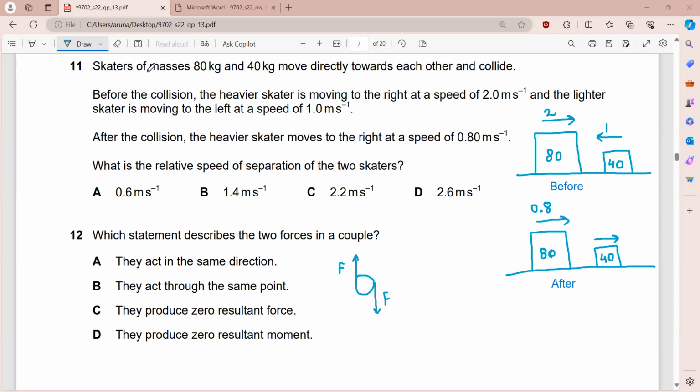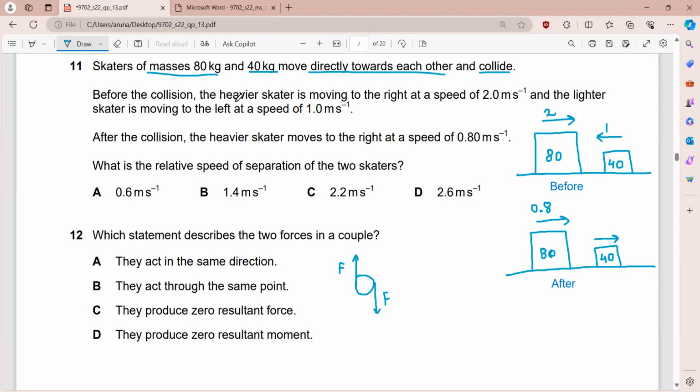Skaters of masses 80 kilograms and 40 kilograms move directly towards each other and collide. So I know it's something to do with collisions, which means momentum is involved, where we need mass and velocity. I'm going to keep reading and then draw a diagram once I'm done reading. In this case, I've already drawn it ahead of time, but during the exam, I would read the entire question and then draw and then recheck whether or not I've drawn all the information that I have.